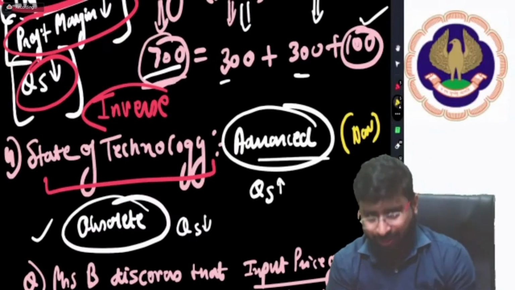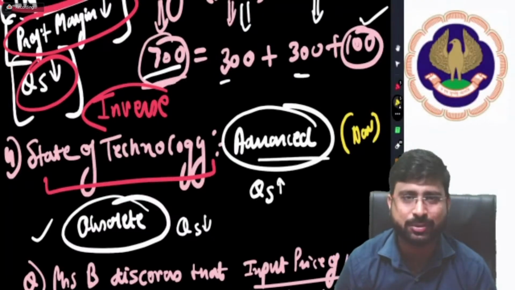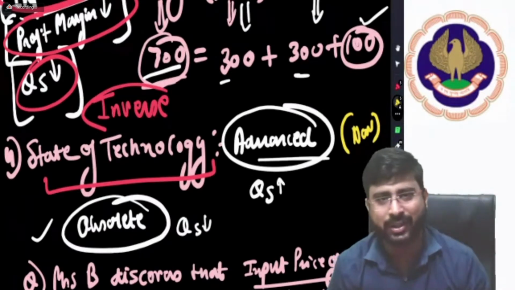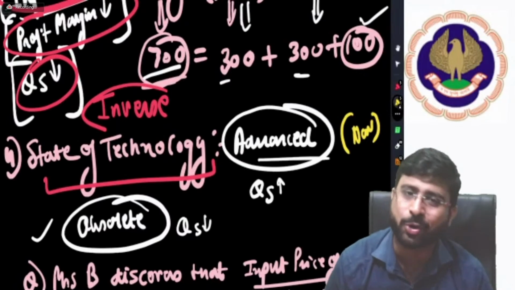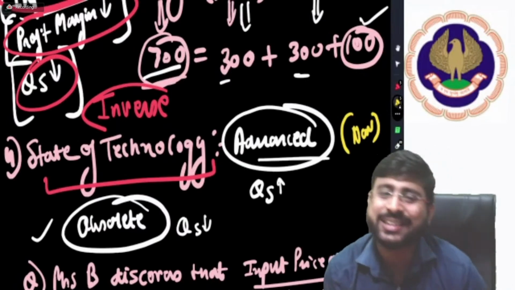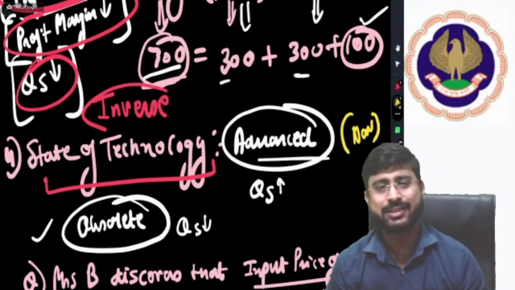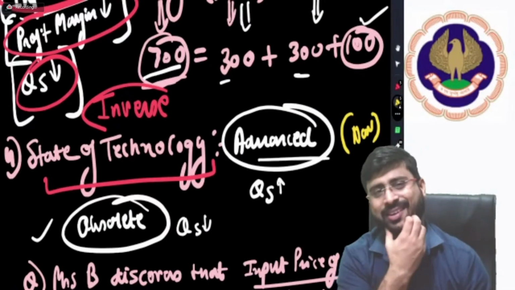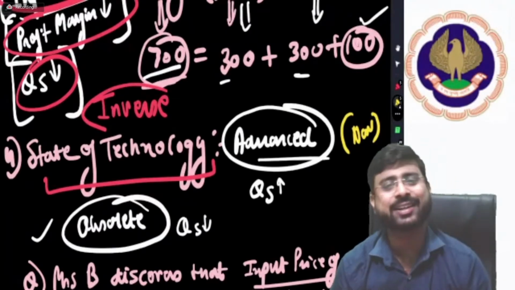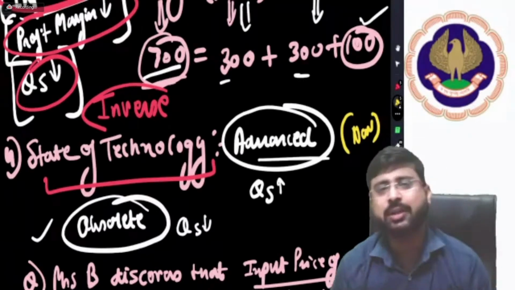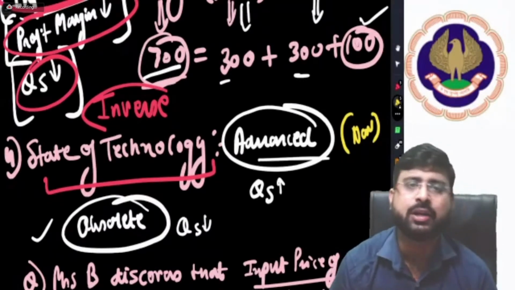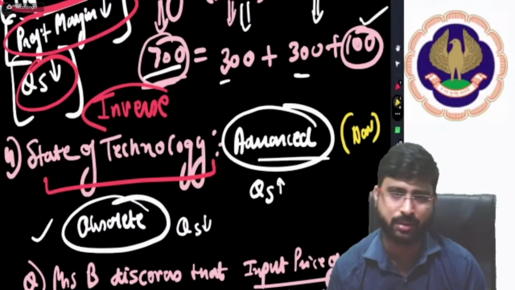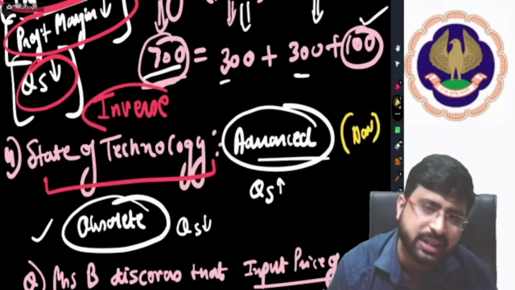Obviously, sir, the fact that we have shifted to new technology is because we are getting some benefit. The benefit is that we will be able to supply more. So new technology, more supply. Old technology, low supply. Yes or no, friends? The better the technology, the greater the supply. The older the technology, the lesser the supply.